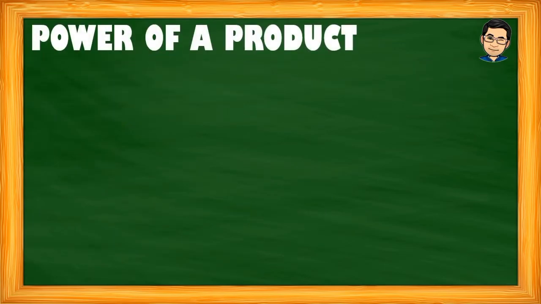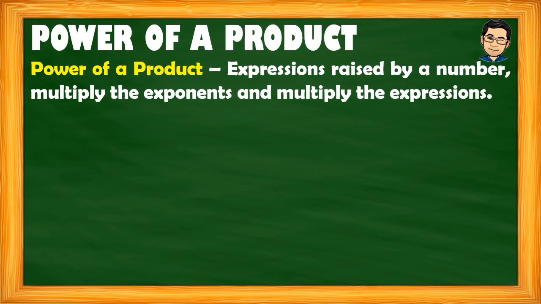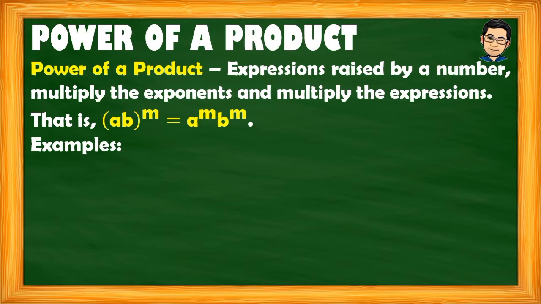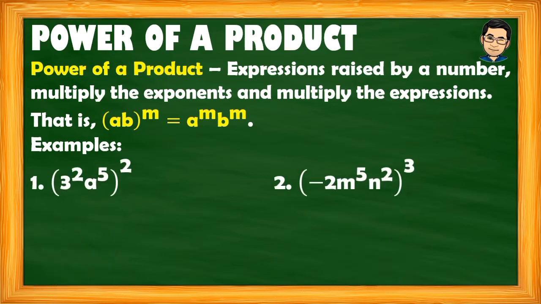So let's have power of a product. Power of a product: expressions raised by a number, multiply the exponents, and multiply the expressions. So ayan po, the quantity of AB raised to M is equal to A raised to M, B raised to M. Okay, para mas maintindihan nyo, let's have example.